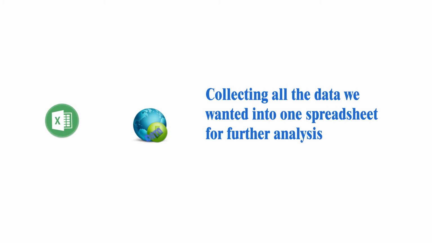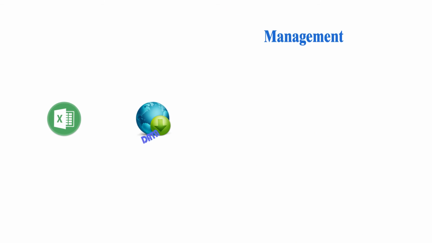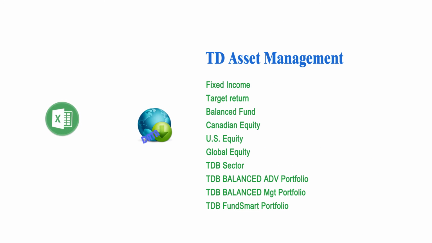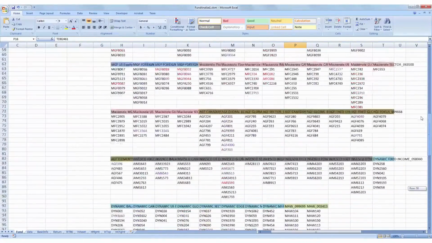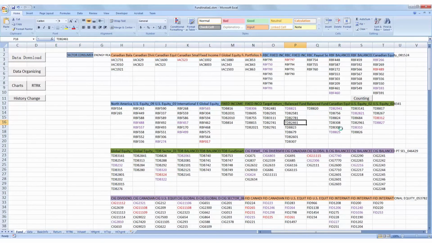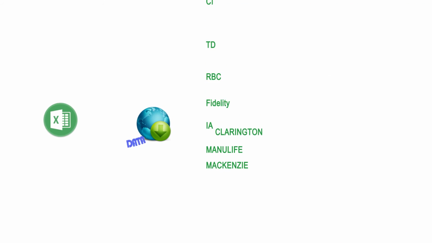In order to organize data properly, we first categorize it by fund company, then by the investment type and region. For example, the fund company TD Asset Management has the following categories: fixed income, balanced fund, Canadian equity, US equity, global equity, and sector fund are the most common categories. Here is a list of all funds organized in this order. The total is 1,072 mutual funds. Here is a list of all the fund companies.